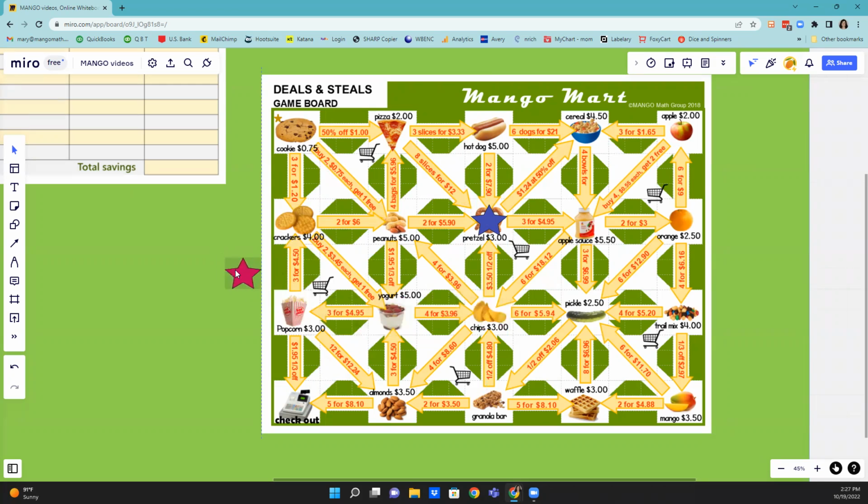So there is not any set pattern to it. You just get to go anywhere on the board. So enjoy the game.